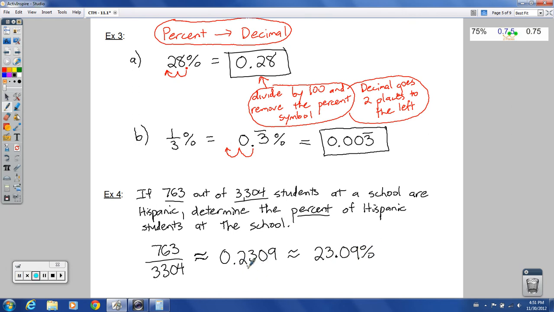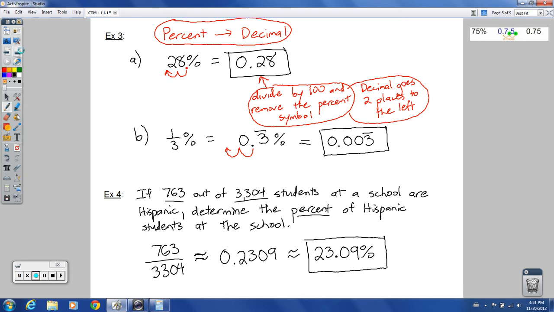I notice I didn't draw in the little jumps here. If that helps you, you can do that, but those don't have to be here. From here on out, if you just know that, just leave those out. So 23.09% is what that is. Is this answer reasonable? Yeah, that seems like about 25-ish%, a little bit less. Seems like a reasonable answer right there.